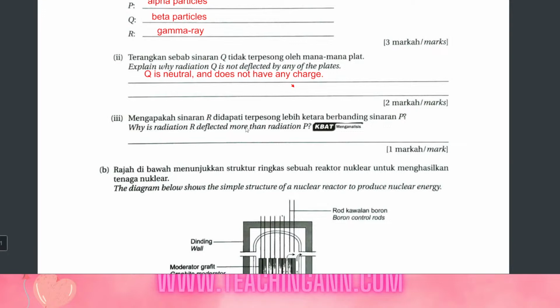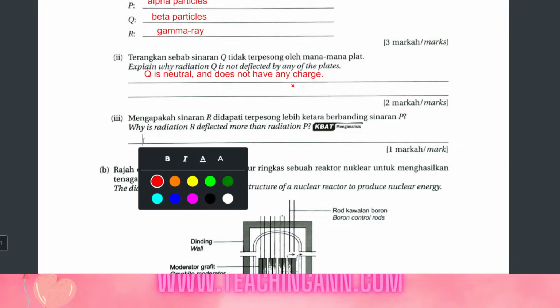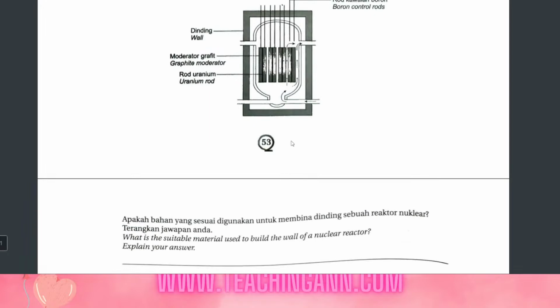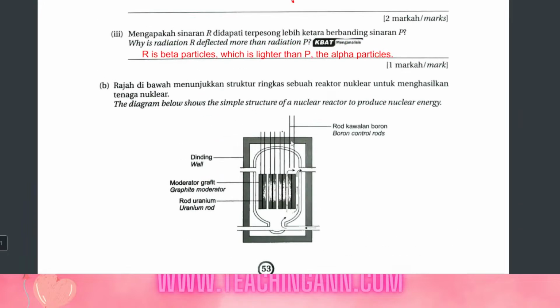Okay, number three, Qianhui, why is radiation R deflected more than radiation P? Because it's smaller. R is beta particle, lighter than P, the alpha particles. Okay. This is a nuclear reactor.